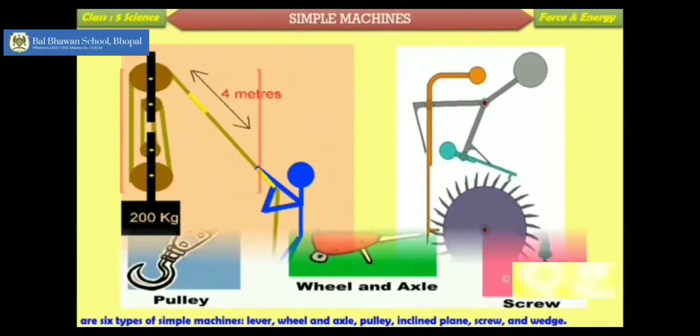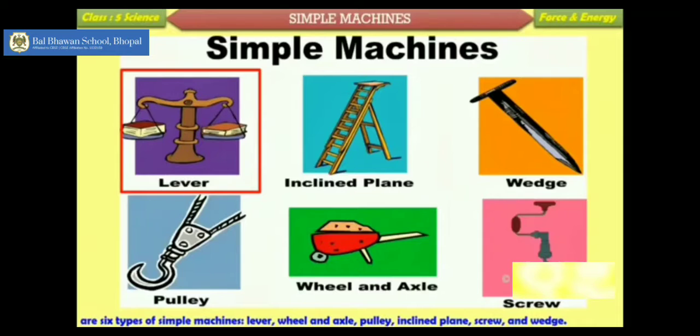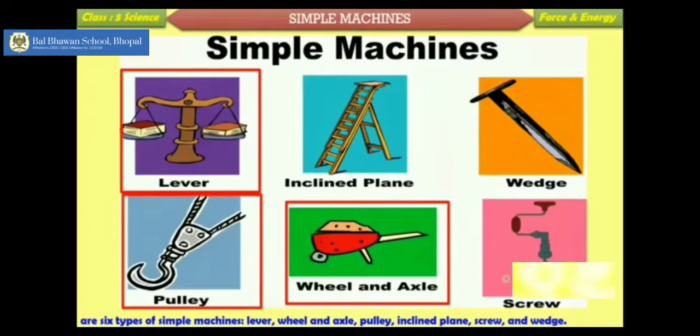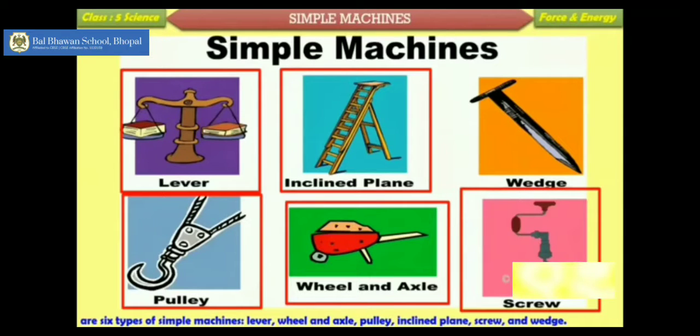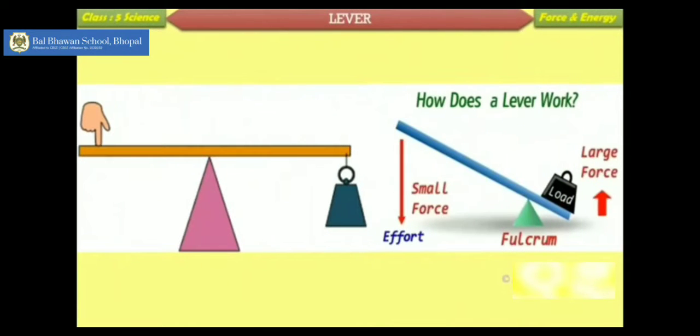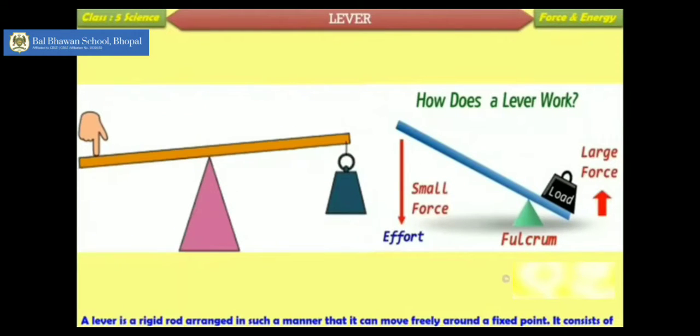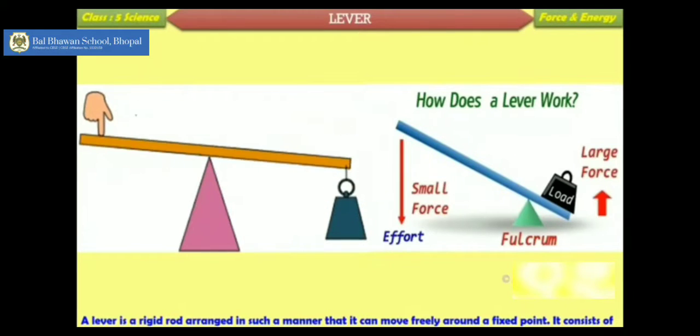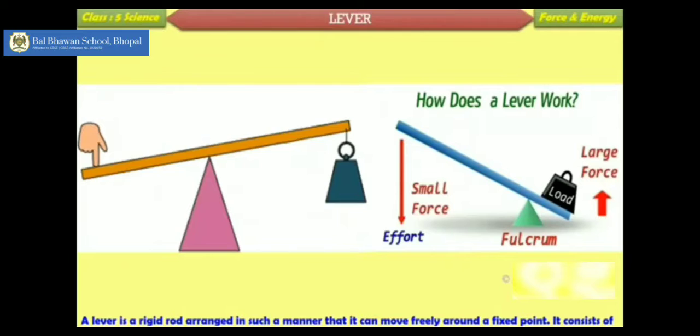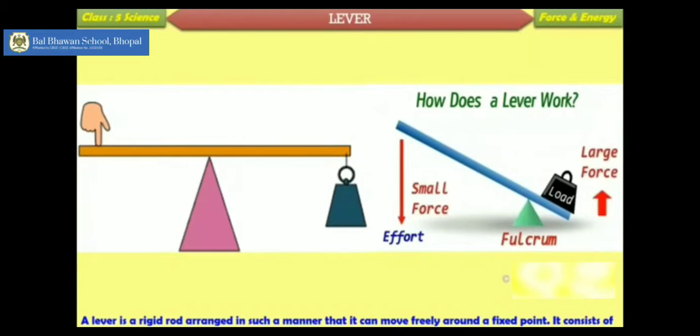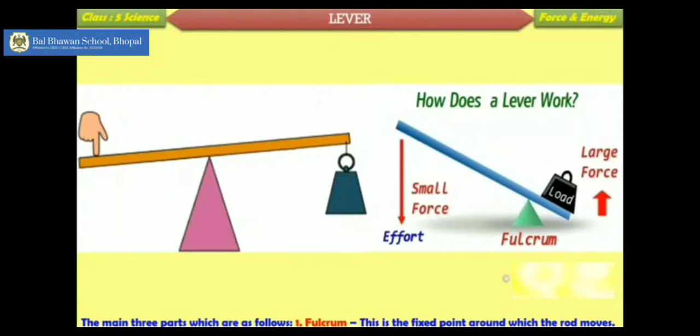Now there are six types of simple machines: lever, wheel and axle, pulley, inclined plane, screw, and a wedge. Let's discuss lever first. A lever is a rigid rod arranged in such a manner that it can move freely around a fixed point. Now in this picture you can see a lever, and they are also explaining how the lever works.